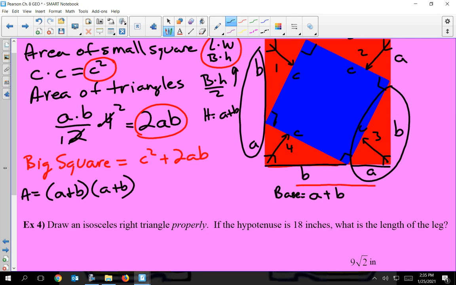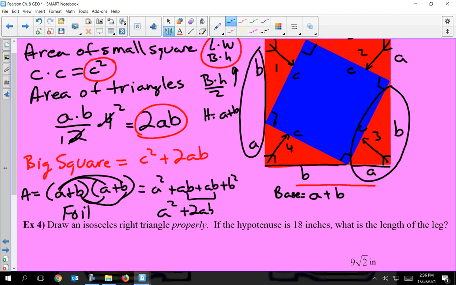So remember, I'm going to have to FOIL this. Okay, so I'm going to go A times A is A squared. A times B is AB. B times A is AB. And B times B is B squared. Okay? And then I can put these two terms together. So 1AB plus 1AB is 2AB plus B squared.